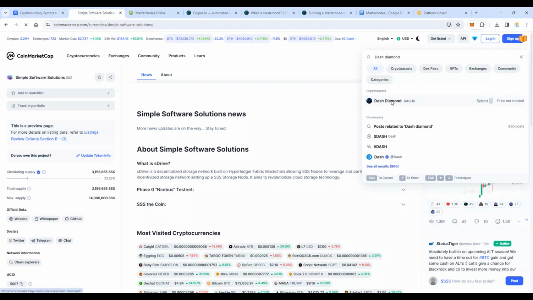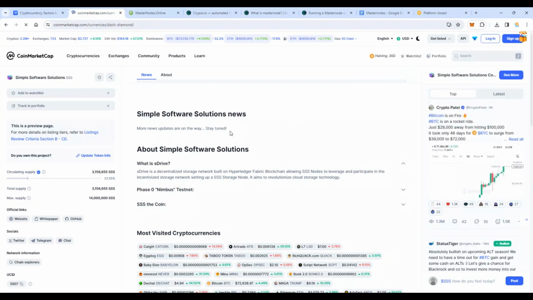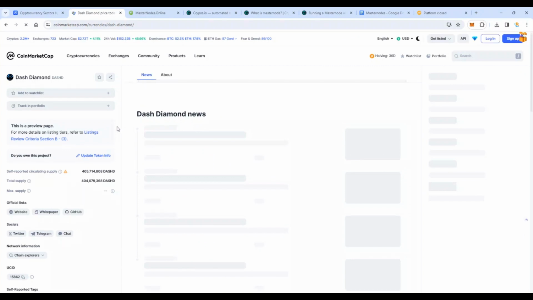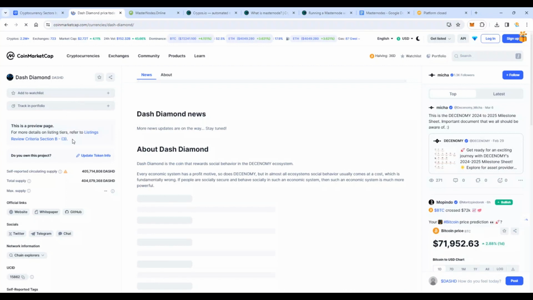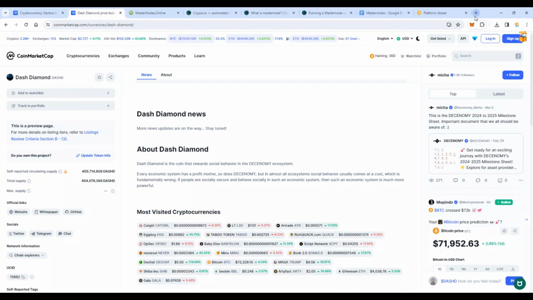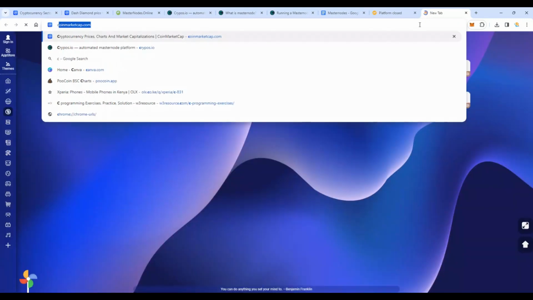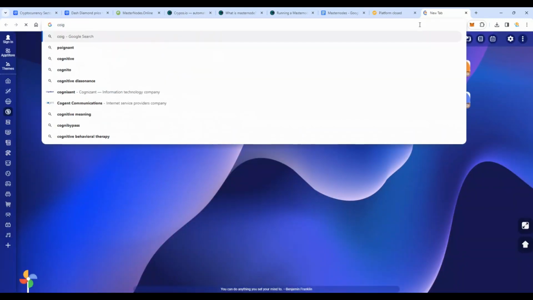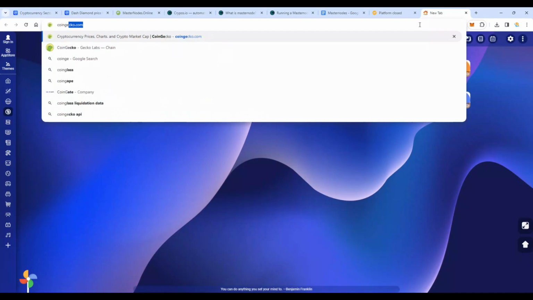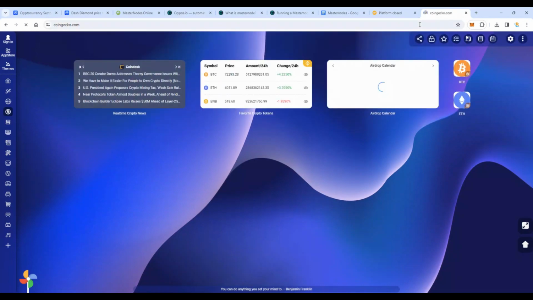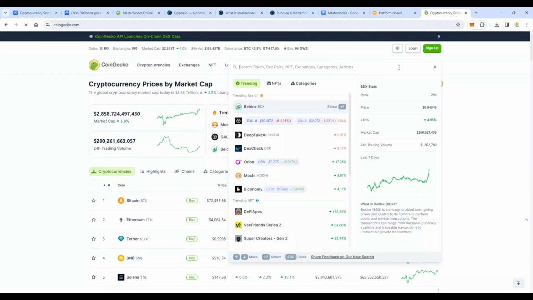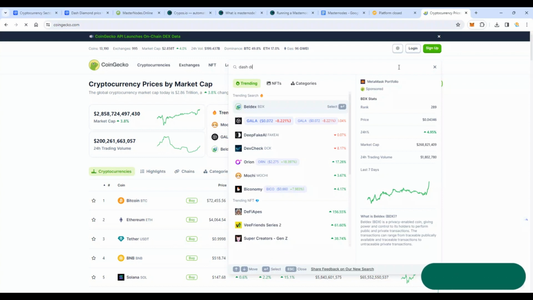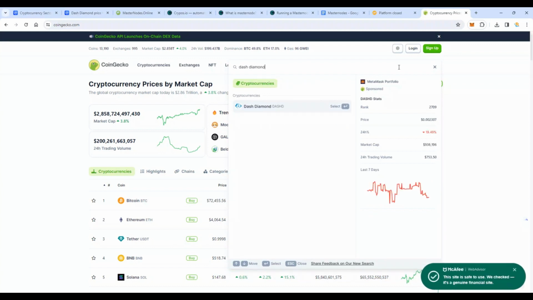Here's Dash Diamond. Now, looking at Dash Diamond, you can see there's not so much information about this again. Yeah, let me try CoinGecko. Maybe CoinGecko could give us more information. Dash Diamond. So we have Dash Diamond here.